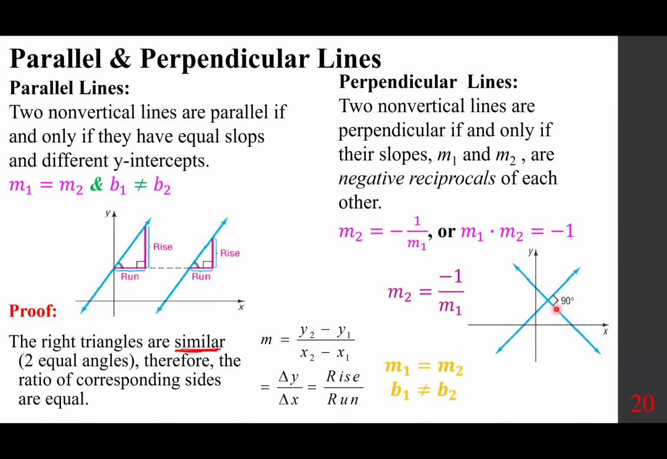So m sub 2 is negative 1 over m sub 1. There are different ways of writing it. Their product is negative 1. One is the negative reciprocal of the other. However you like, it's fine, as long as we can get to one of those. It's good enough.